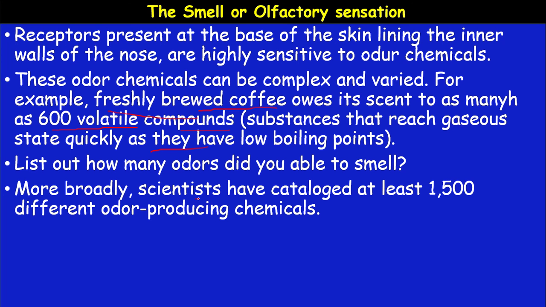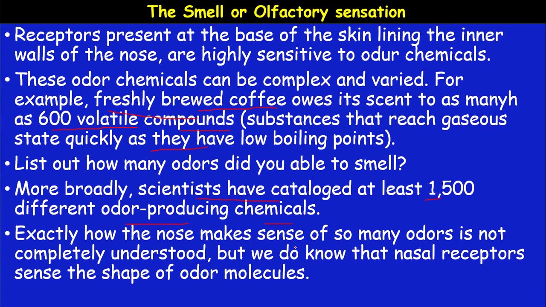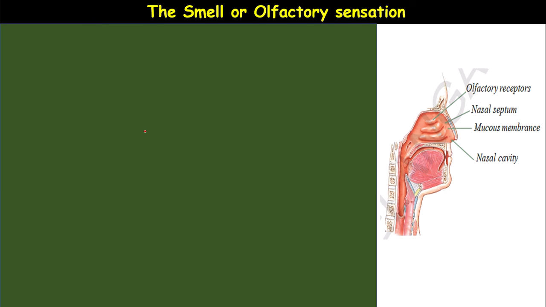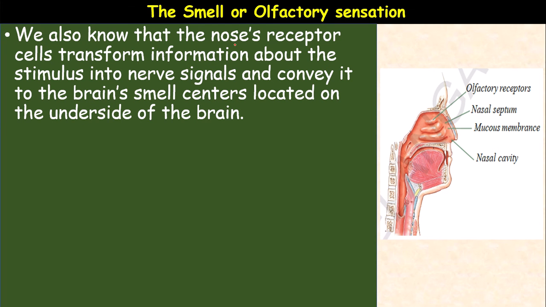More broadly, scientists have catalogued at least 1500 different odor producing chemicals. Exactly how the nose makes sense of so many odors is not completely understood, but we do know that the nasal receptors sense the shape of the odor molecules. We also know that the nose receptor cells transform the information about the stimulus, that is smell or odor, into nerve signals and convey it to the brain's smell centers. They are called olfactory centers, which are located on the underside of the brain.